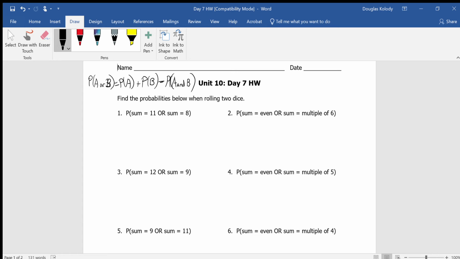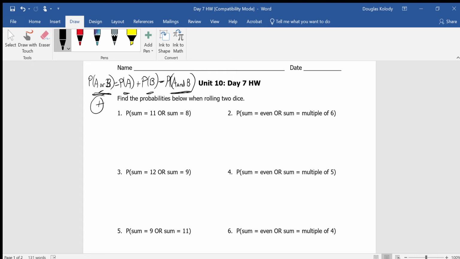All right, so this entire homework utilizes the addition formula, the probability of A or B. Bottom line, if you see the word or, the word or tells you to add. Or tells you to add. You take the probability of A plus the probability of B, and then subtract anything you may have counted twice, which is called the probability of A and B. And if there is no A and B, that means that the two events are mutually exclusive or disjoint.